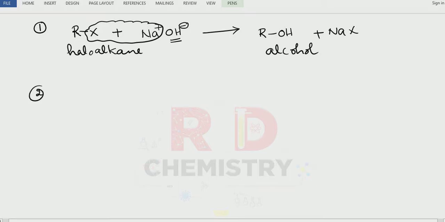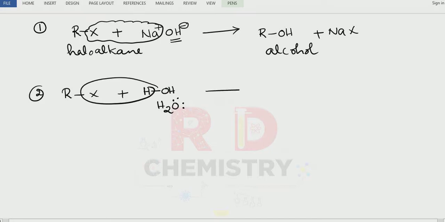Second one. Alkyl halide reacts with the water. Water is H2O, correct? Containing lone pair of electron. I will not write the mechanism part, but I'll simply write a single step reaction. I can write water as HOH, correct? Side product is hydrogen halide. Plus, we'll get ROH remaining part. So here we can also prepare alcohol using water with the haloalkane. Next one, third one.